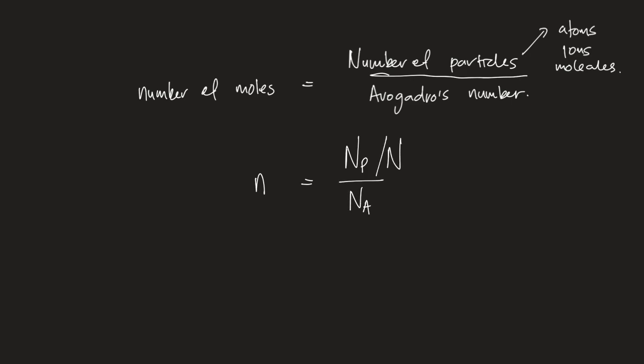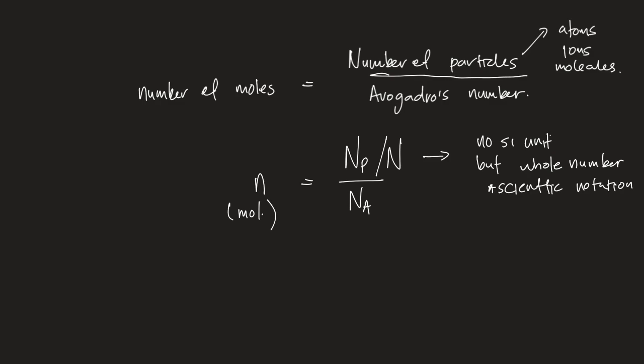Sometimes they just leave that as an N, right? So here it's moles, okay? This Np, there is no SI unit, but it must always be a whole number. And it can be in scientific notation. But if it's not, you can't have 2.4 atoms. You can't have 1.6 electrons. That's what I'm trying to say. It's just not possible, right, for you to have that.